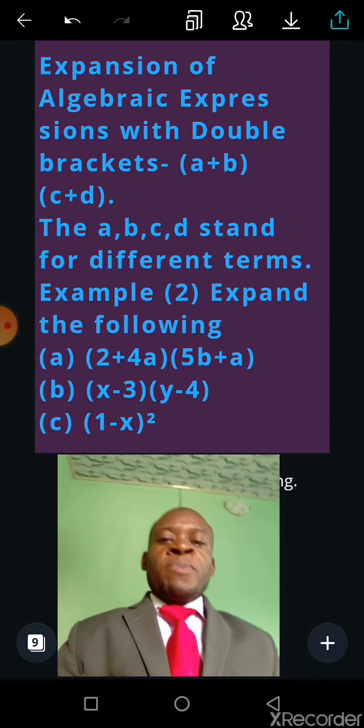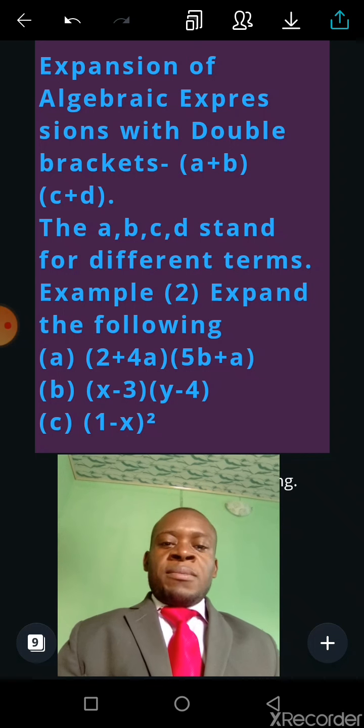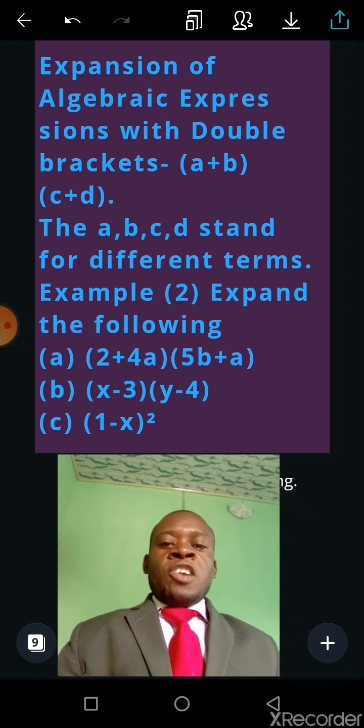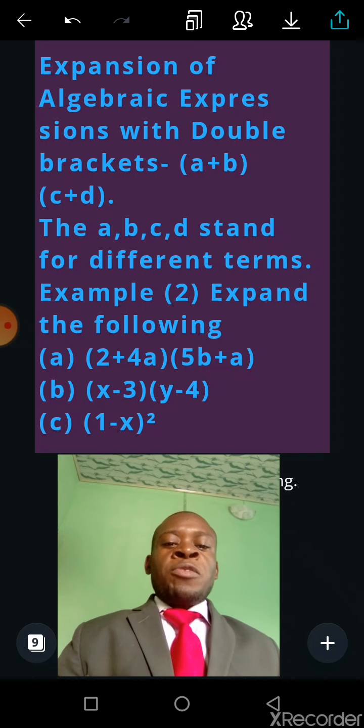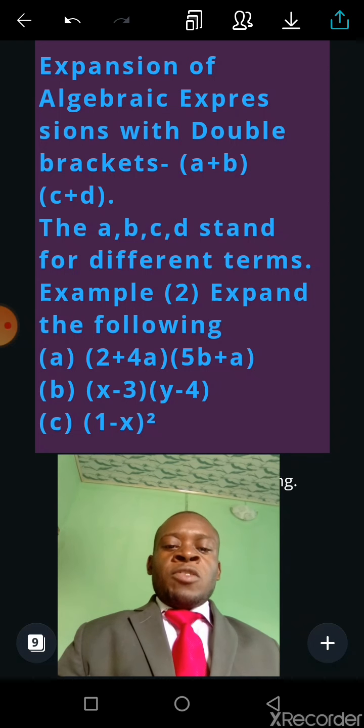We have succeeded in removing brackets. Next is expansion of algebraic expressions with double brackets. That is the bracket that is in this form: (a + b)(c + d). The a, b, c, d stand for different terms. Example 2. Expand the following. A, (2 + 4a)(5b + a). B, (x - 3)(y - 4). C, (1 - s) raised to power 2, or squared.